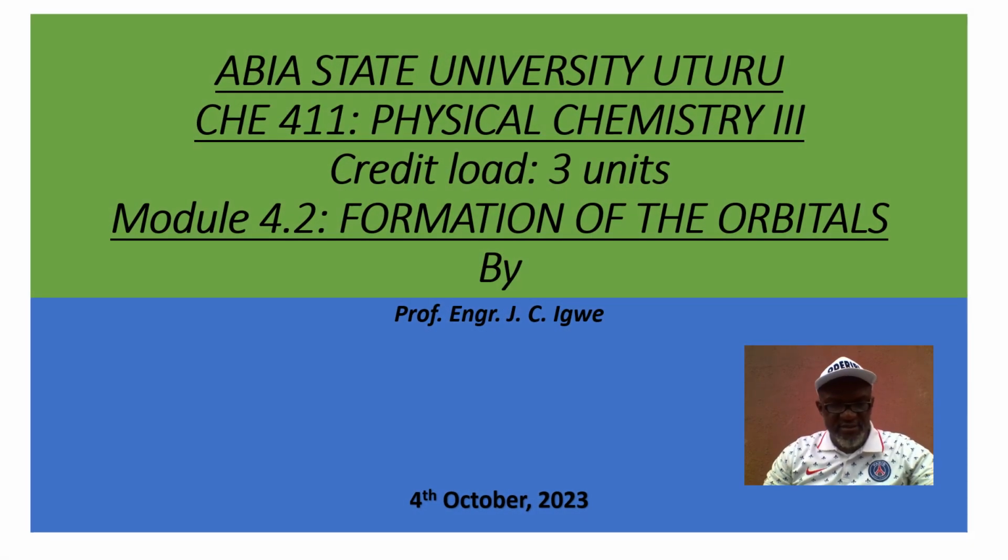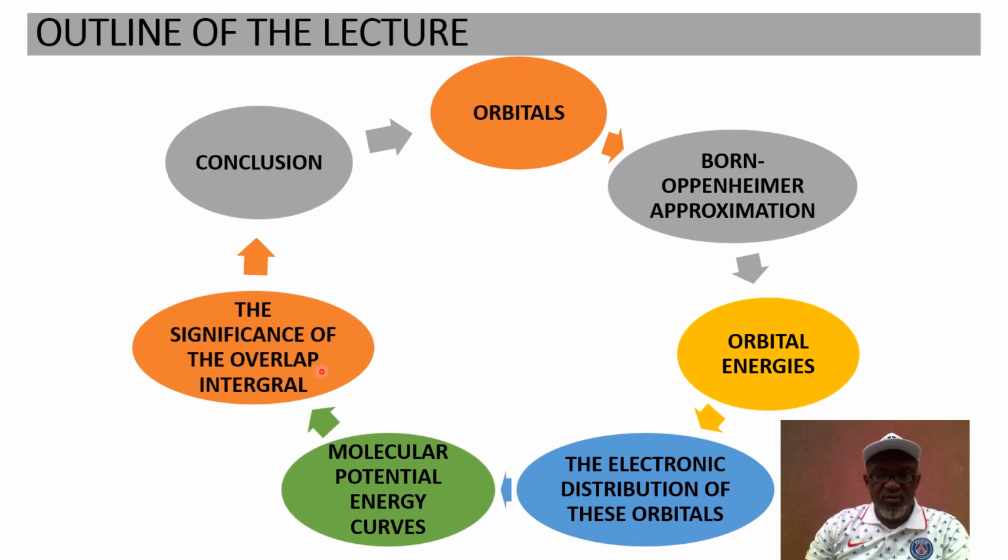Welcome back to our class, Module 4.2, Formation of the Orbitals, Chemistry 411, Physical Chemistry 2. Remember, in the last module, we talked about linear combination of atomic orbitals. So now we want to look at the formation of these orbitals properly. We're going to look at orbitals, the Born-Oppenheimer approximation again, orbital energies, electronic distribution of these orbitals, molecular potential energy curves, the significance of the overlap integral, and we'll conclude.